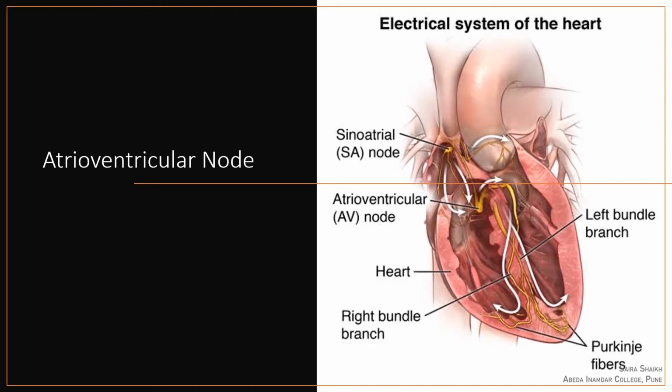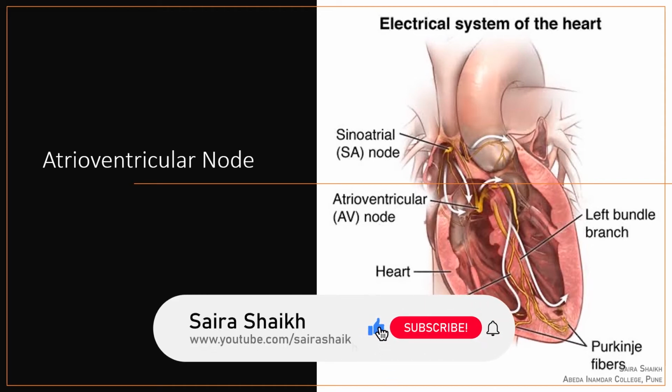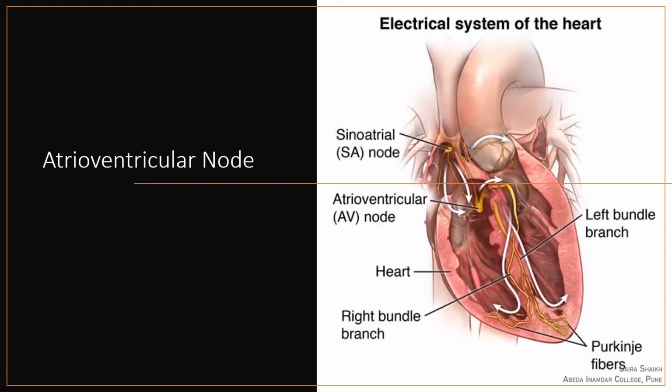The bundle of His has two branches, left and right. Both the branches give rebranching structures. These are called Purkinje fibers. Purkinje fibers form a network inside the wall of the ventricle. With the help of that, the wave of contraction gets spread in the wall of the ventricle, and that's why simultaneously both the ventricles, the right and left ventricle, come into the phase of contraction, that is ventricular systole.